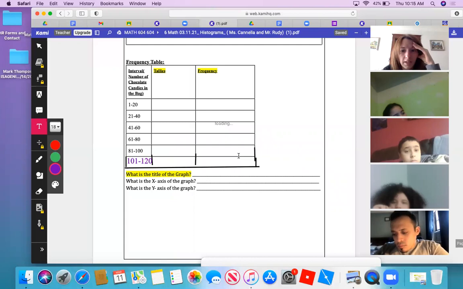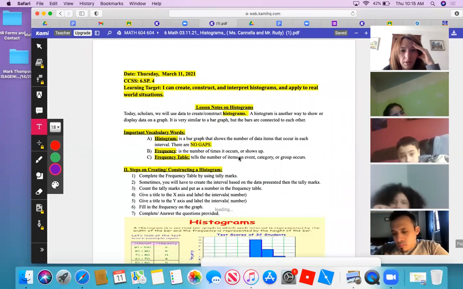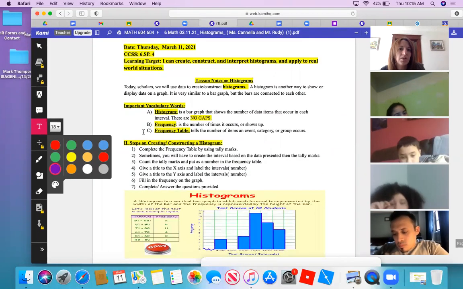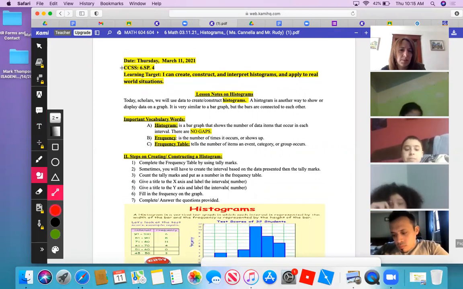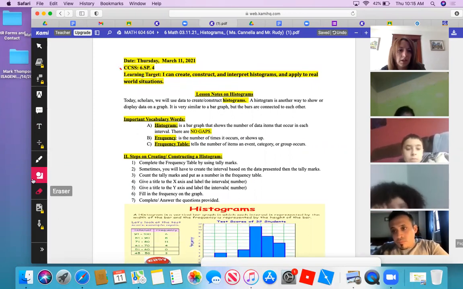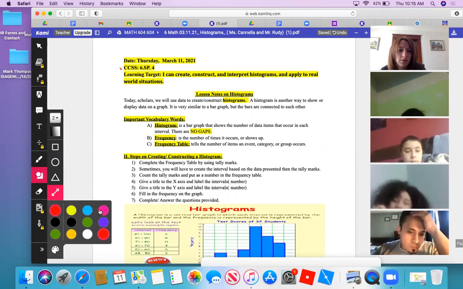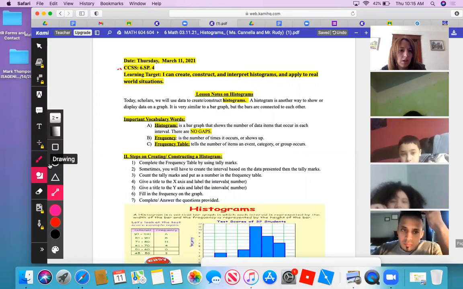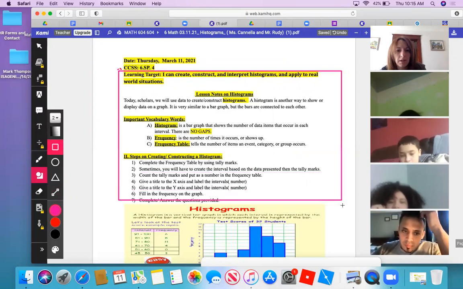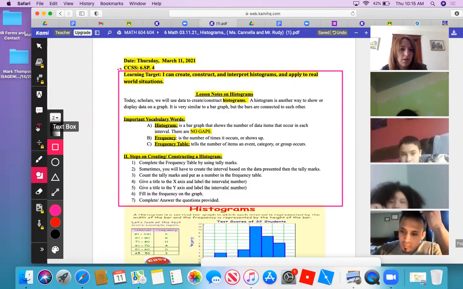Okay, so as you can see, I have it pre-written for a reason. All right, so today it is Thursday, March 11th, 2021. We're dealing with standard 6SP4. And learning target reader, you can take it away. Okay, you can read the learning target. You guys are going to write everything down in this box.